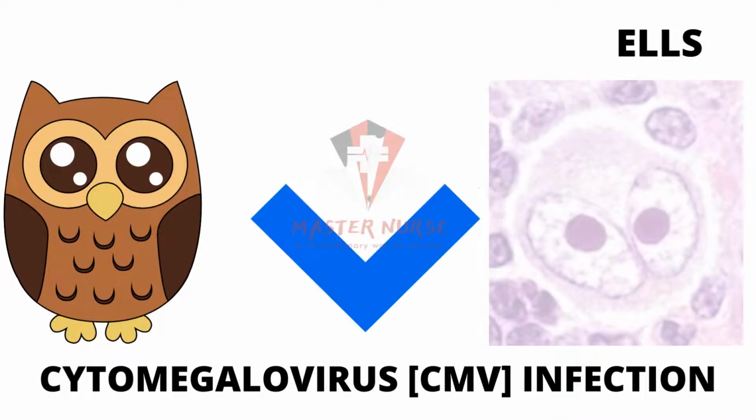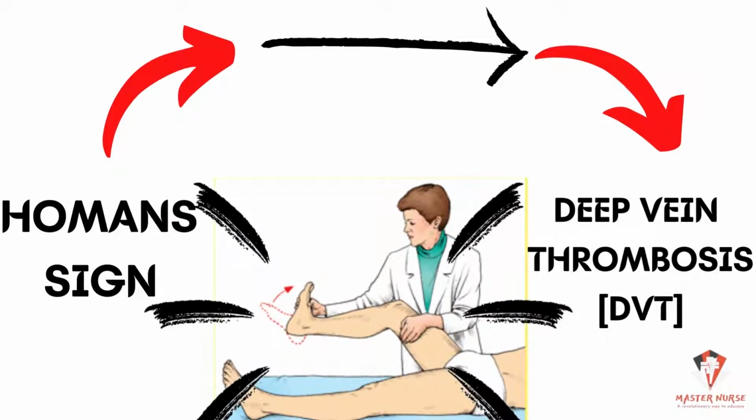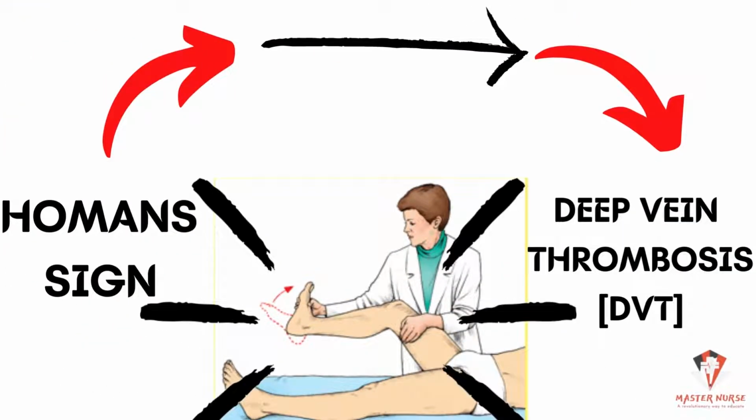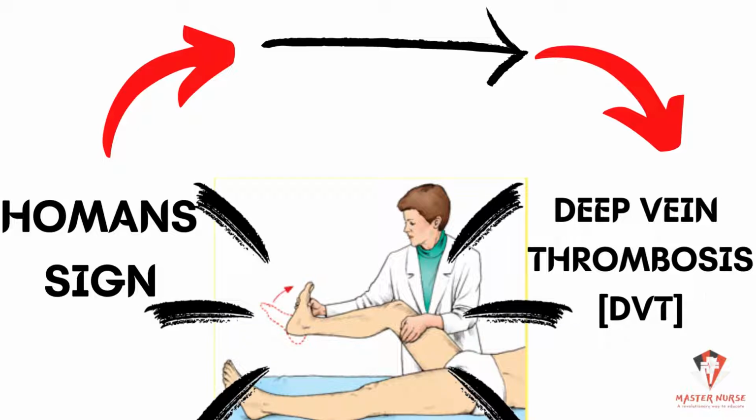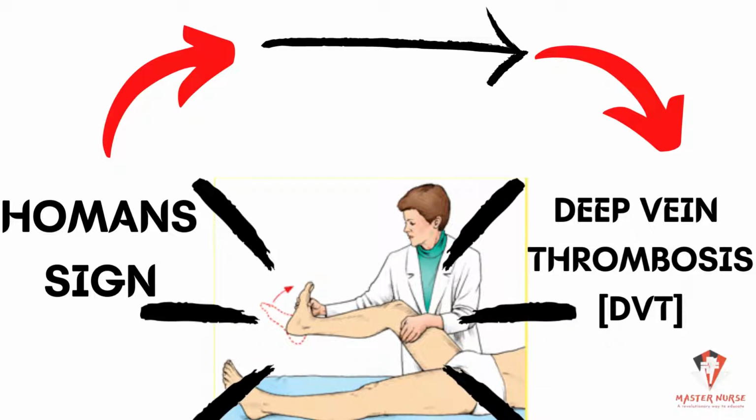Okay, the next one is Hohmann's sign. So what is this Hohmann's sign? It is commonly seen in DVT. So to make sure that a patient has DVT, this Hohmann's sign assessment is done. So how is this assessment done?